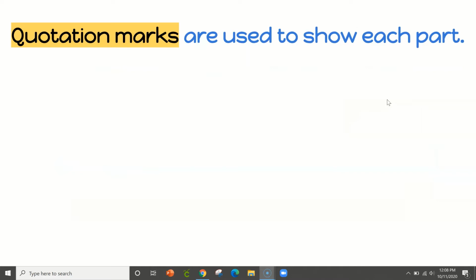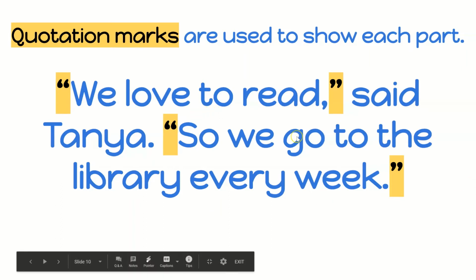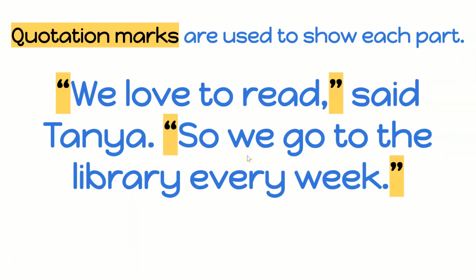The first rule is to use your quotation marks. They are used to show each part that the character is speaking. So going back to our example of, "We love to read," said Tanya, "so we go to the library every week," we see two sets of quotation marks. The first set goes around the words being spoken of, "We love to read." The second set of quotation marks go around the other set of words that are being spoken, which are, "so we go to the library every week." Remember, whatever is being said out loud gets quotation marks before and after it.